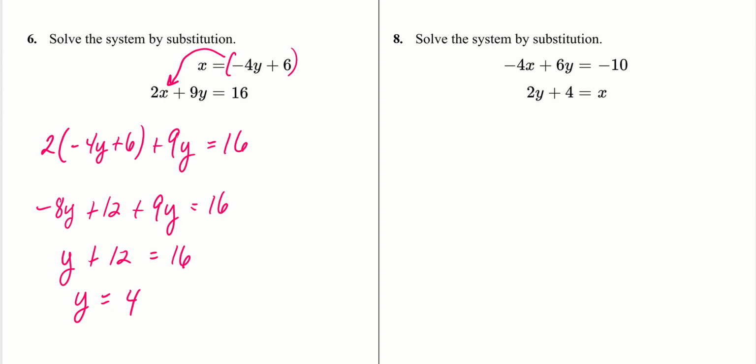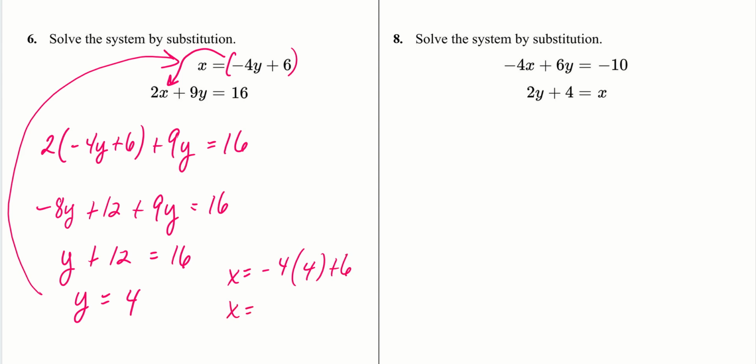Now I have to figure out what x is, so I'm going to take this y value that I just figured out, and I'm going to plug it in for this equation to figure out x. So x is equal to negative 4 times 4 plus 6. So that's negative 16 plus 6. So x is equal to negative 10. So my answer would be negative 10, 4.